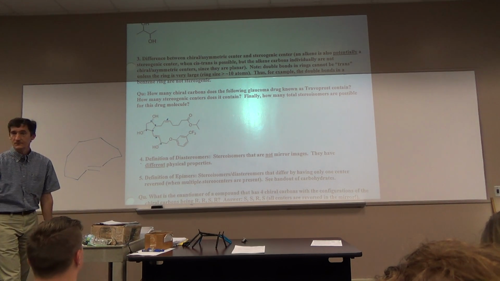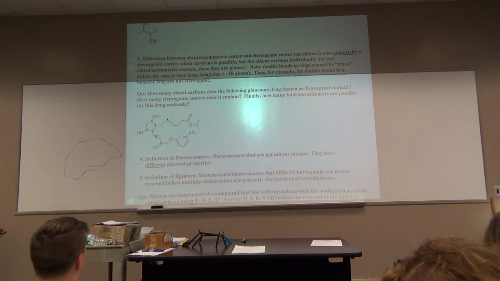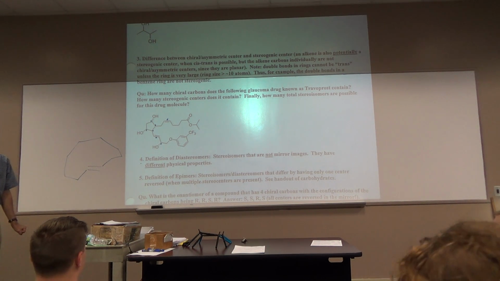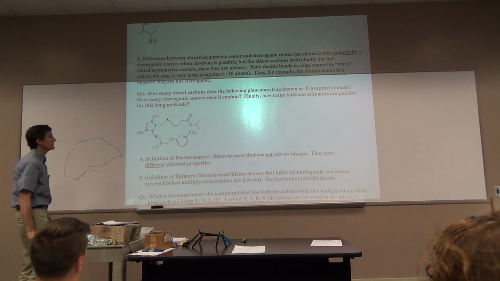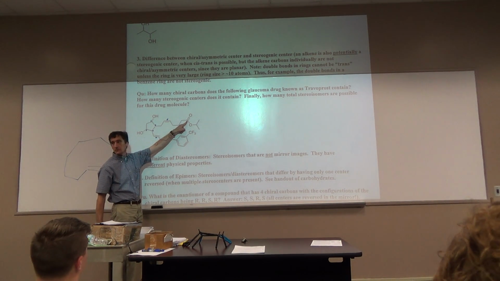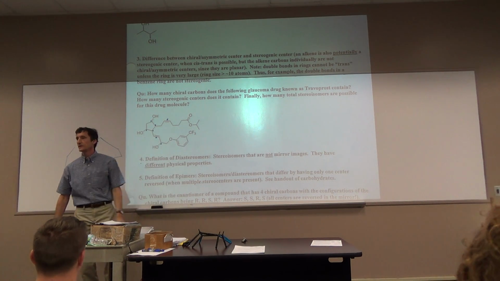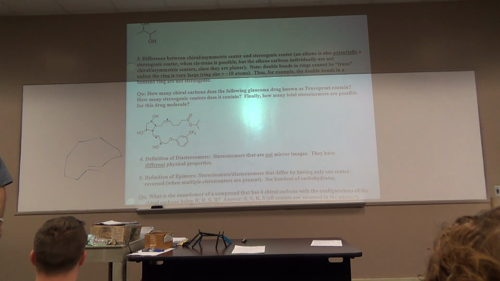So, 2 to the 7? How many stereoisomers? Why isn't the carbon that has the oxygen bonded to it chiral? This one here? Yes. What's the geometry of that carbon? Planar. Something that's planar has plane symmetry.